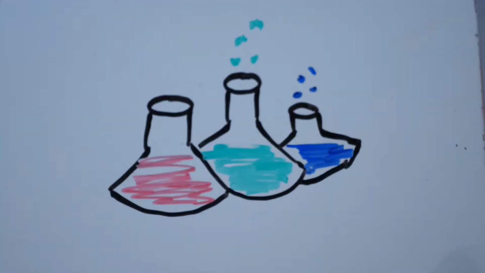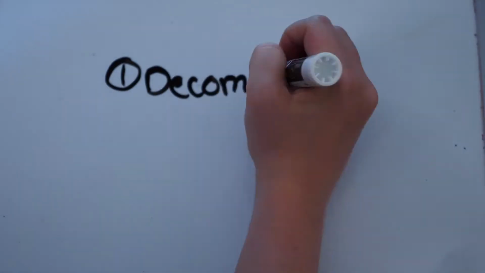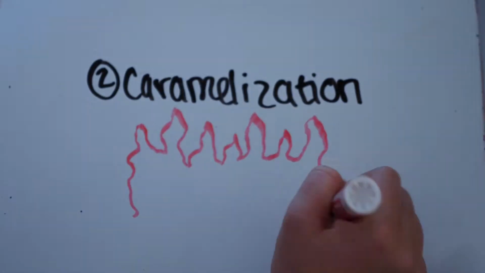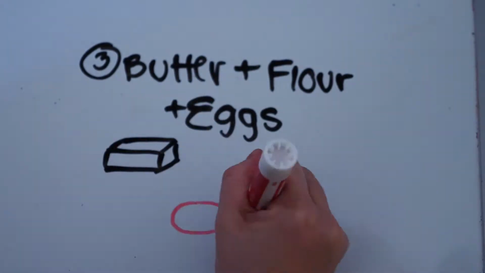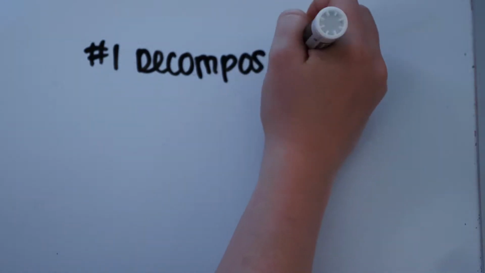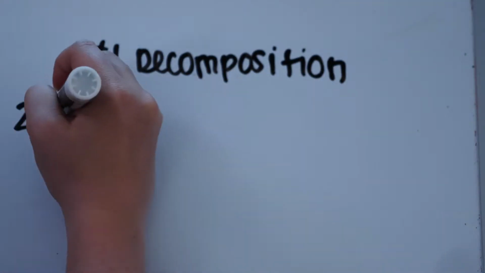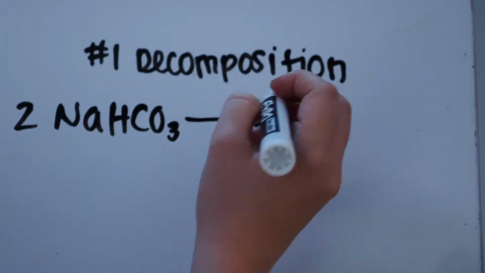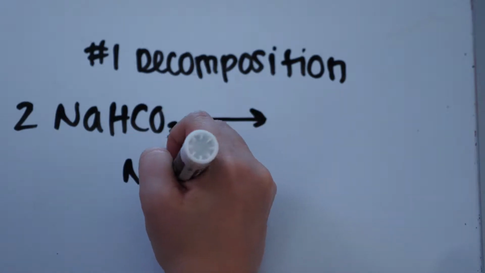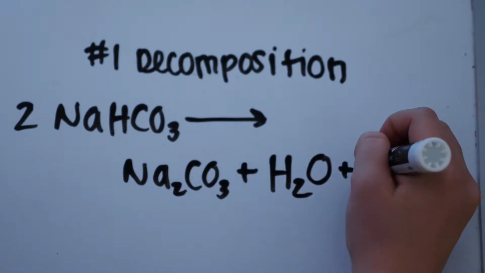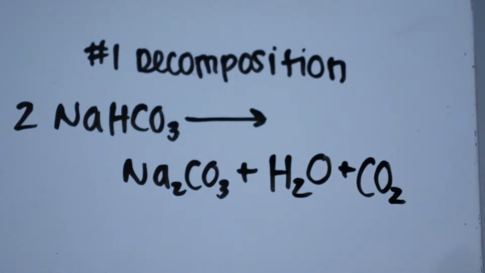There are a few different chemical processes that occur when baking a cookie, including the decomposition or breakdown of baking soda, the reaction of caramelization, and the interaction between butter, flour, and eggs. The first reaction happening in the oven is the breakdown of baking soda, also known as sodium bicarbonate. The chemical formula of sodium bicarbonate is NaHCO3. When heat is added to sodium bicarbonate, it breaks down into sodium carbonate, water, and carbon dioxide. This allows the cookies to rise because water vapor and carbon dioxide will be pushing up through the dough in the oven.